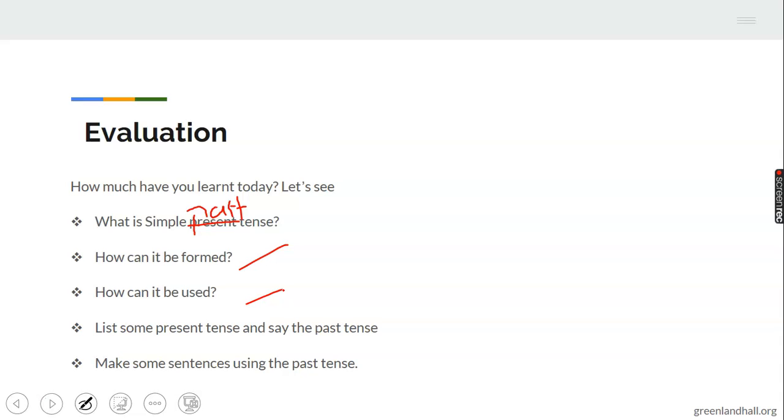Okay, good. Now the last question says, make some sentences using the past tense. Okay, let me just make it 5. Make 5 sentences using the past tense. I went to the supermarket yesterday. That's 1. All right, let me hear you. Say your 5 sentences. I'm listening. Good. Very good. That's very, very good.